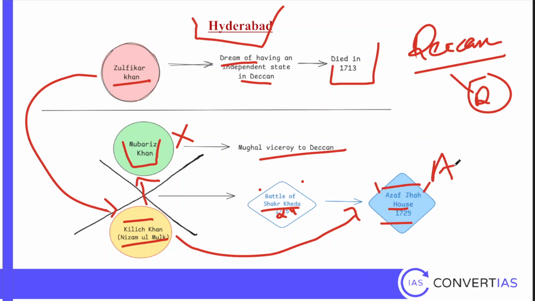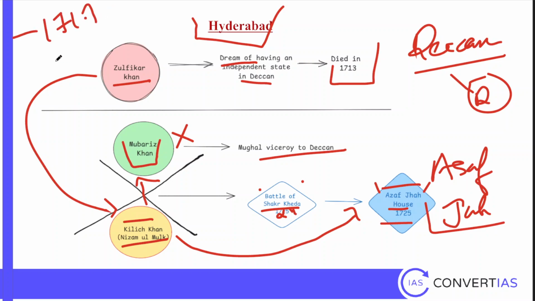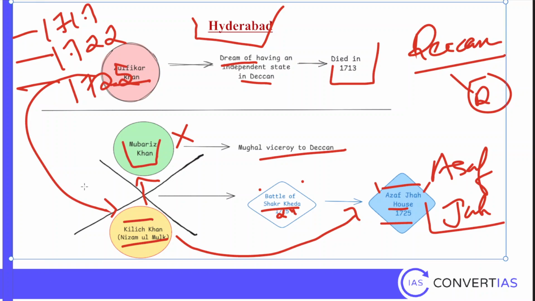So when you talk about Asaf Jah, if you come across this term, remember that Asaf Jah can only be the Nawab of Hyderabad. You have Asaf Jah 1, Asaf Jah 2. They're all Nawabs of Hyderabad. The Asaf Jah House was established in the 1720s. Now just to recap the years: 1717, the Bengal successor state; 1722, the Awadh successor state; and 1725, Hyderabad. Now, this is the story of successor states. These years are important and the names are also important.